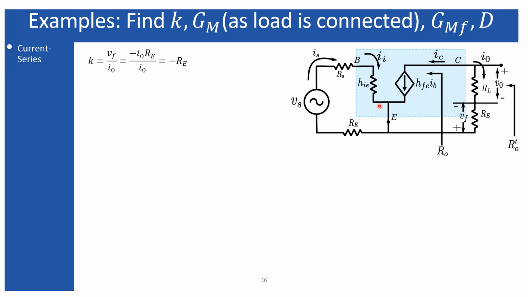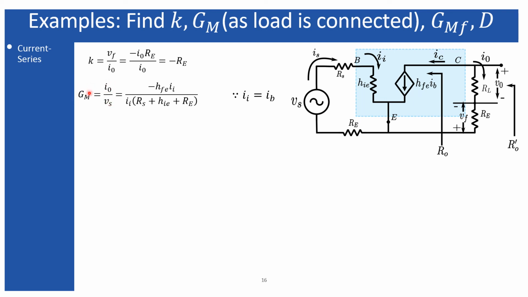Next, you have to just replace the active device by its equivalent model, where this emitter resistance is appearing within the input loop as well as in the output loop. K we know already, I have defined, that is equal to minus Re. Now the open loop with load gain is not the voltage gain, because it is a current series feedback. So output is the current, input is voltage, because at the input the feedback voltage gets mixed with the input in terms of voltage. So Io divided by Vs defines the transconductance gain.